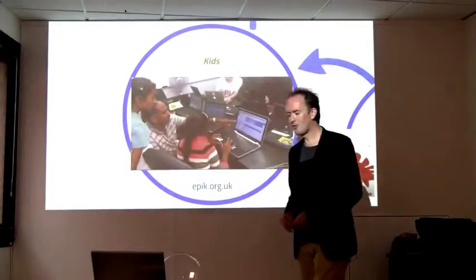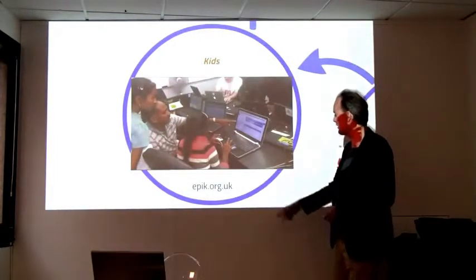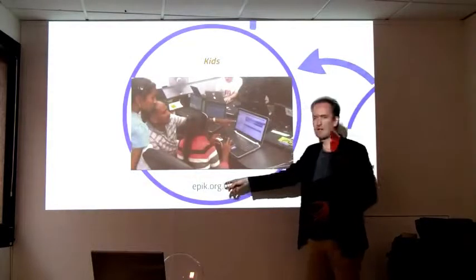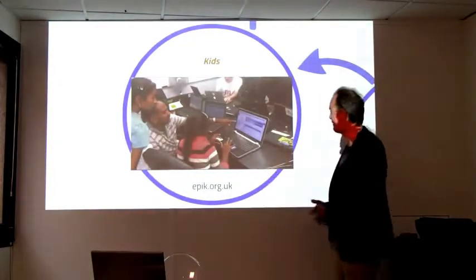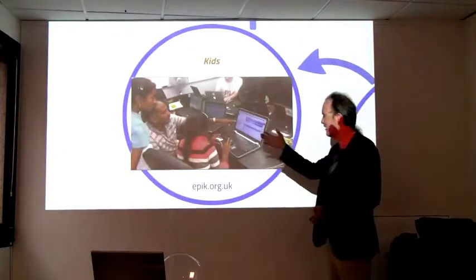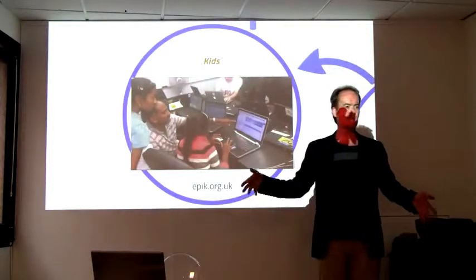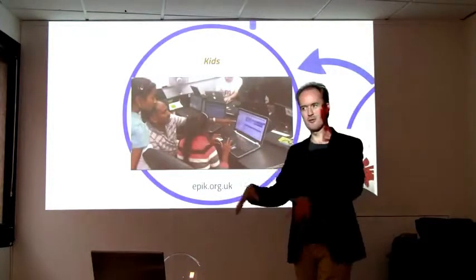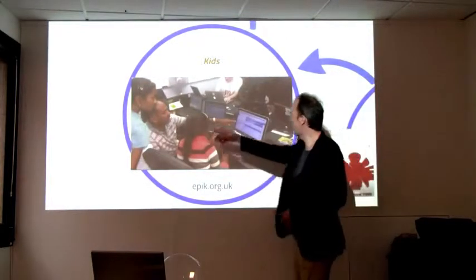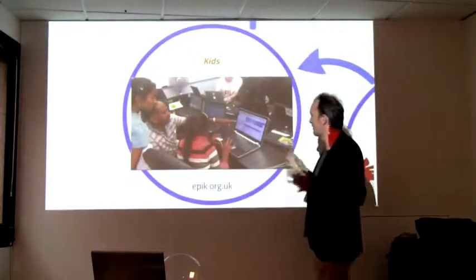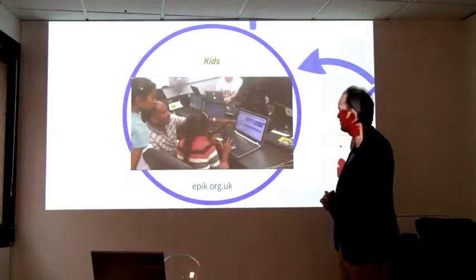There is a children's community, epic.org.uk, and this stands for Encouraging Programming in Kids. And if you've heard of DevOps for Kids, it's something similar to that. What often happens is that you're a programmer and you have children, and you would like to have a simple way to get your children to start programming. So you can see here, there's NetBeans, and here's a father, and here's children. And they have all come on a Saturday morning to one of these epic sessions.